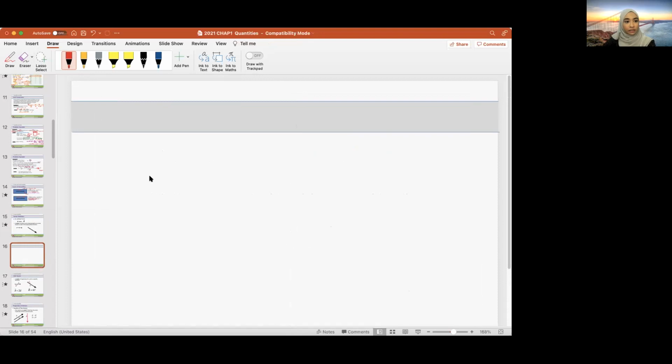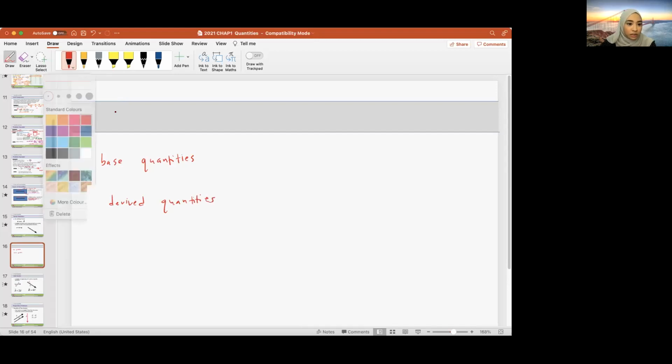Everyone hasn't warmed up yet. So what have we learned so far? We talked about base quantities, right? We talked about base quantities and we also talked about derived quantities. So can anyone tell me what base quantities and derived quantities are in their own words? It doesn't have to be accurate. It can be your impression of base quantities versus derived quantities. Anyone?